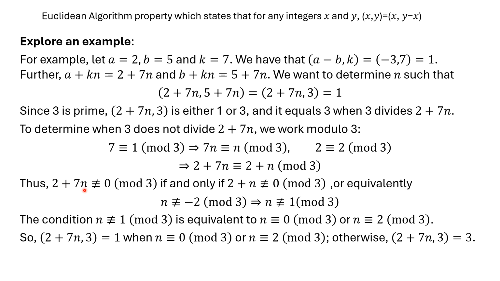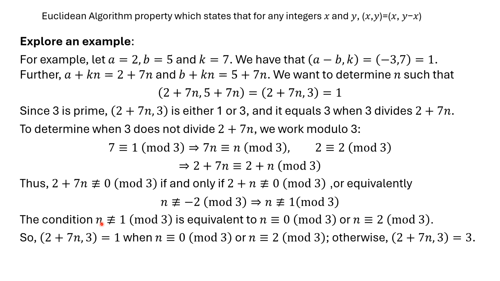2 plus 7n is not congruent to 0 mod 3 if and only if 2 plus n, the thing it's equal to, is not congruent to 0 mod 3. And that happens when n, just taking the 2 to the other side, is not congruent to minus 2 mod 3, which is the same as n not being congruent to 1 mod 3.